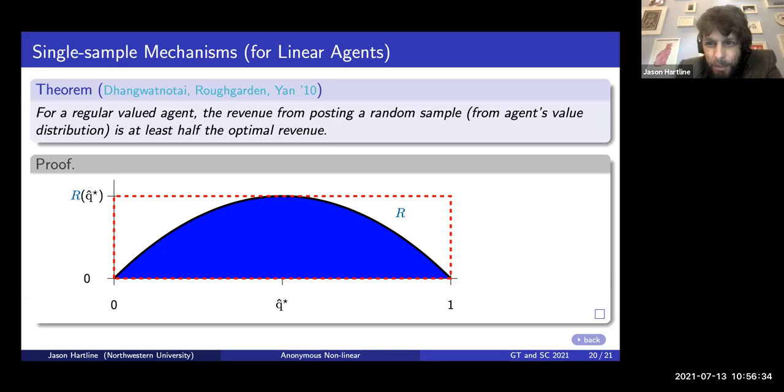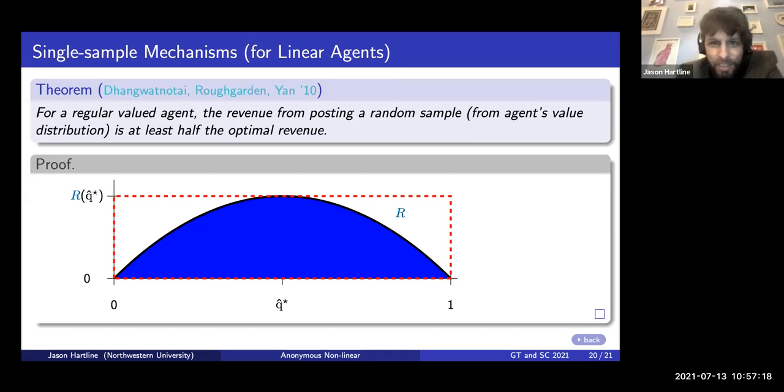But if I was going to do the optimal thing, I would post a price that corresponds to the quantile that maximizes this revenue curve. So I would post the Q hat star that I've drawn on in the slide here. And the revenue here is obviously the height of the revenue curve at Q hat star. But because this plot goes from 0 to 1, I can also interpret this revenue as the area of the dashed rectangle. So the optimal revenue is the area of the dashed rectangle, and the revenue from posting a random sample from the distribution is the area in blue underneath the revenue curve.